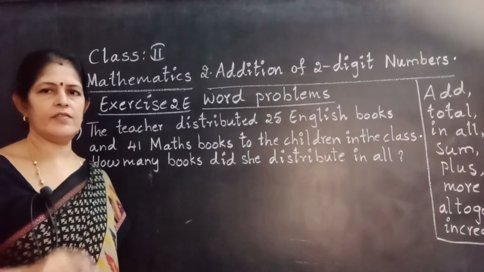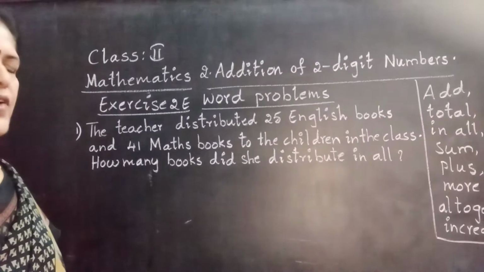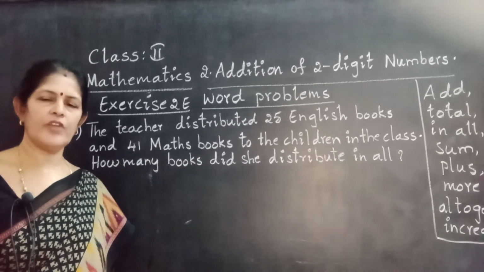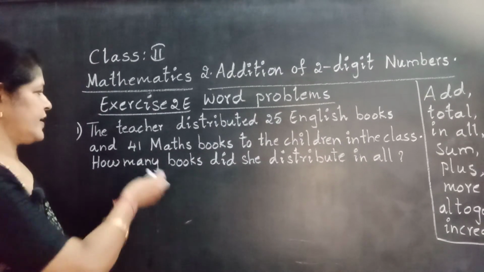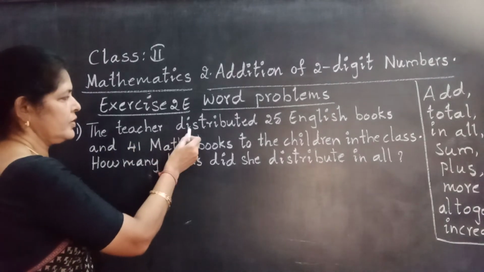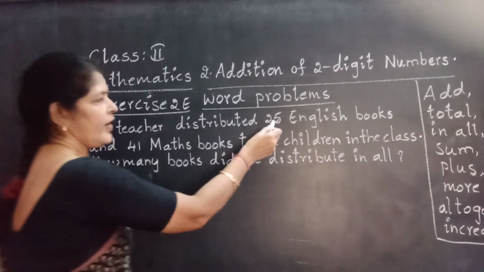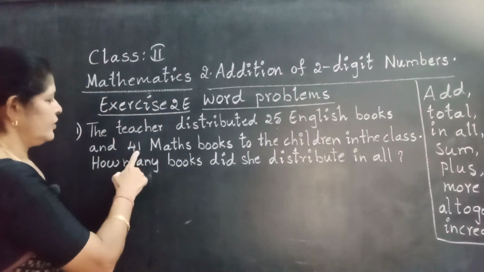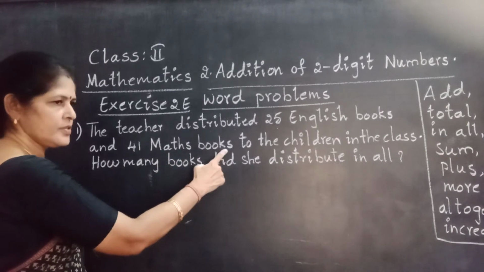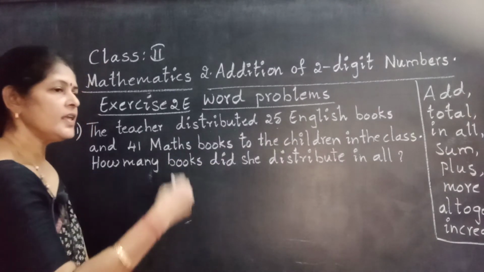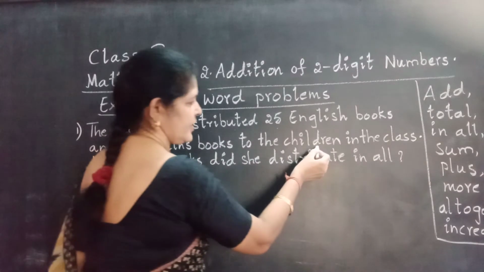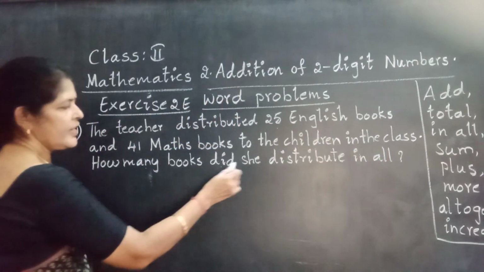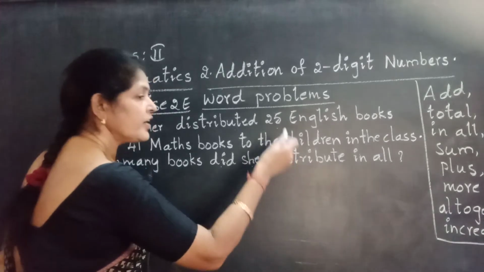This is the question. Word problem question. First of all, we are going to read the given question. See, the teacher distributed 25 English books and 41 maths books to the children in the class. How many books did she distribute in all?